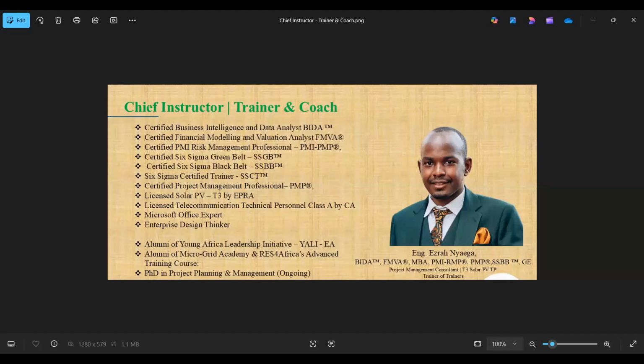As it has been highlighted, my name is Ezra Nyaiga. My background is in engineering. I do hold a few certifications. I'm a certified business intelligence and data analyst. I'm a certified financial modeling and valuation analyst. I'm a certified PMI risk management professional. I'm a certified Six Sigma green belt, a certified Six Sigma black belt, and a Six Sigma certified trainer. I'm a certified project management professional, the popular PMP certification.